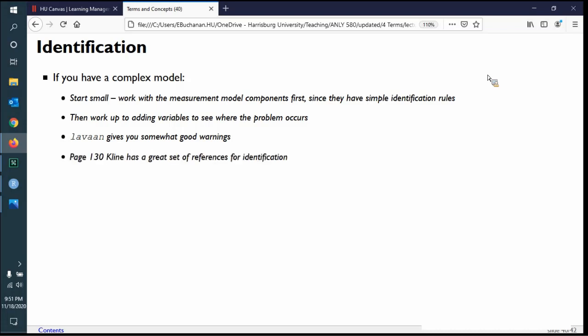And then in the Klein chapter, which I think I need to put online for you guys as part of the next section, but around page 130, there's a table of some simple rules for identification. So if you're like, I don't remember, you can go back and look at that.